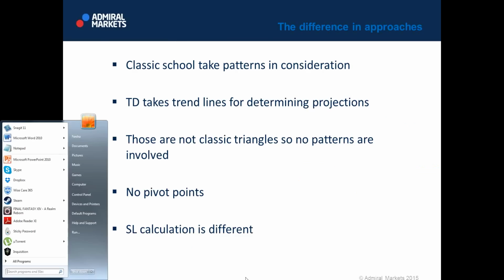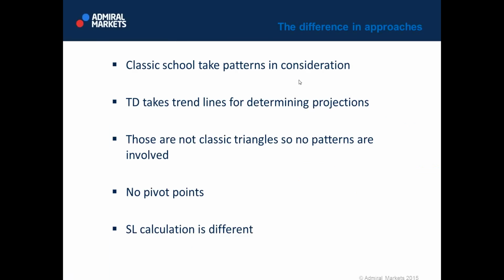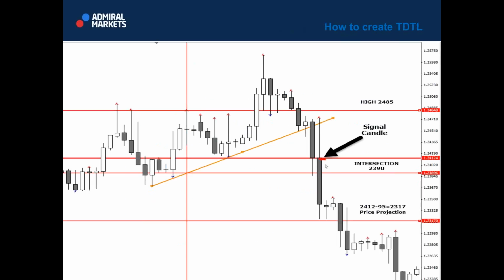So classic school always takes patterns into consideration. The question Nat is asking: entry is at the open of the signal candle. Yes, this is the entry, the open of the signal candle. Now I don't see much logic behind that, because if this candle closes, the next candle will normally open right at the exact spot.